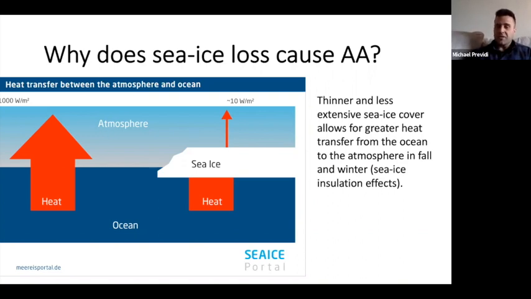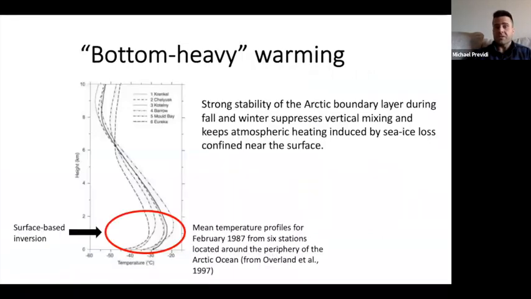So when we have the sea ice loss happening, and we're increasing our heat transfer from the ocean to the atmosphere, it turns out that heat that's released into the atmosphere really is trapped in the lowest part of the atmosphere near the surface. And so we say that so-called bottom-heavy warming is a signature of Arctic amplification. And what that means is that the warming really maximizes near the surface. And the reason for that is illustrated in this slide here.